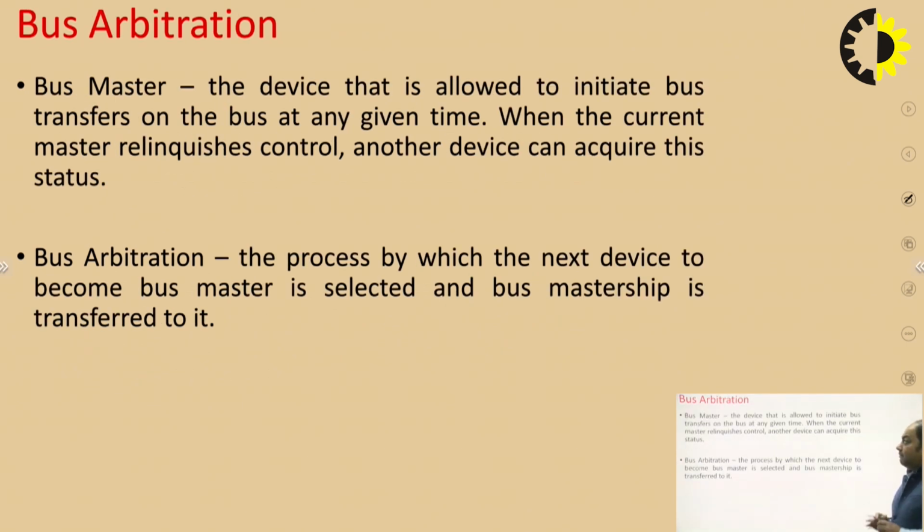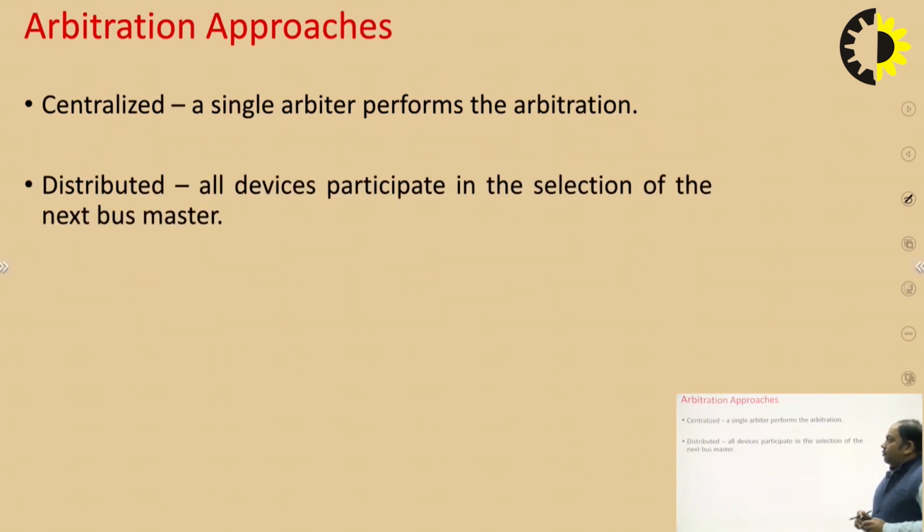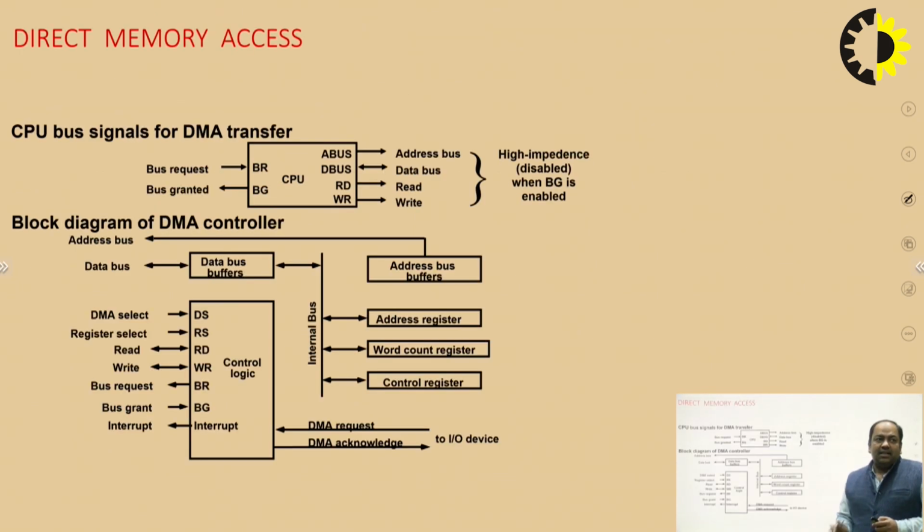Then what is bus master? Bus master means controlling of the control signals. Bus master tells the memory or the peripheral devices to send the data. A bus master is a device that is allowed to initiate bus transfers on the bus at any given time, when the current master relinquishes control to other devices. And bus arbitration is the process by which the next device to become the bus master is selected. It is of two types. One is centralized, in which a single arbiter performs all the mediation work, and the other is distributed, where the devices participate in the selection of the next bus transfer.